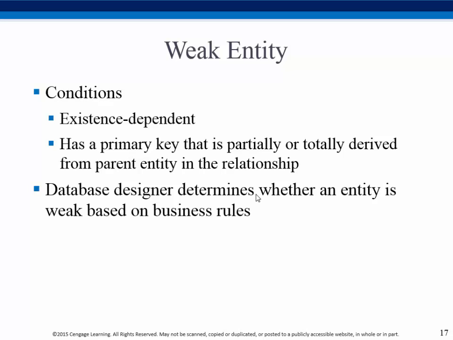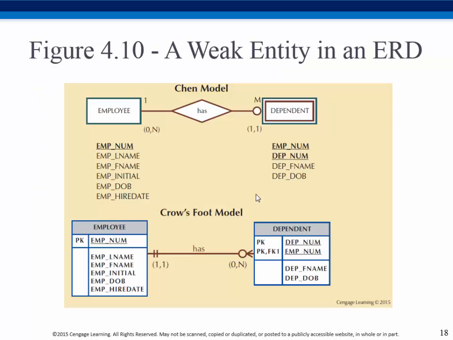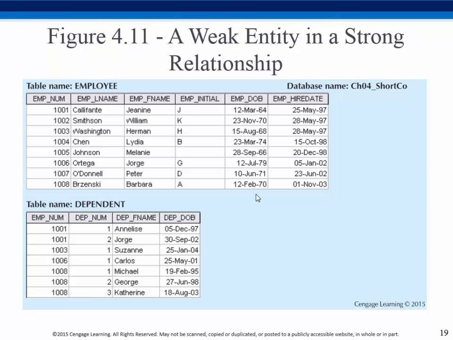A weak entity is one that meets two conditions. First, the entity is existence dependent. It cannot exist without the entity with which it has a relationship. And the entity has a primary key that is partially or totally derived from the parent entity in the relationship. Database designers determine whether an entity is weak based on business rules. Here it shows a weak entity.